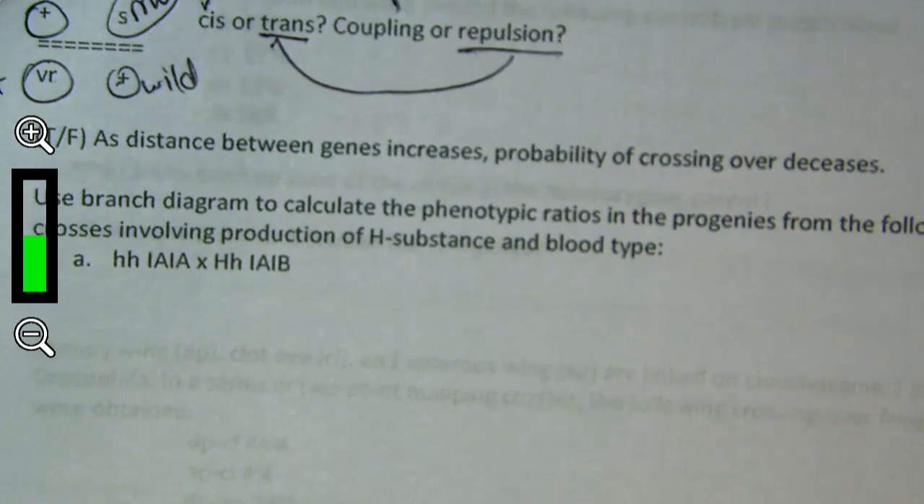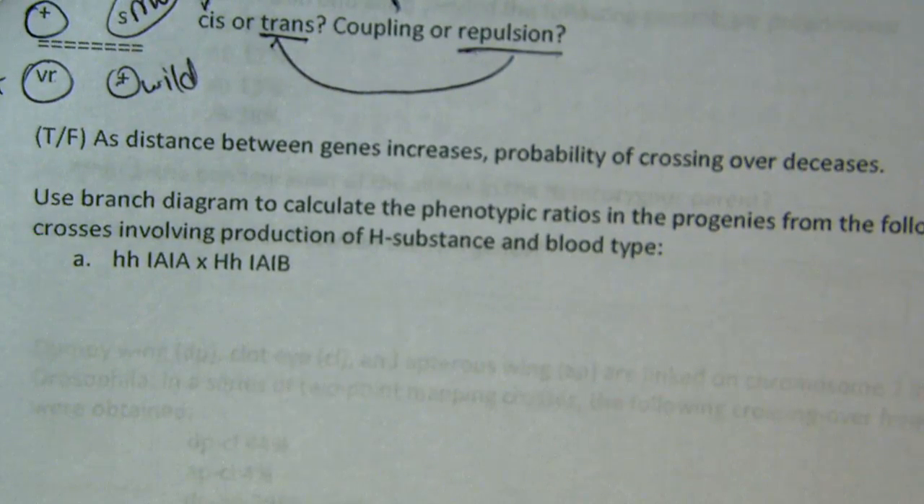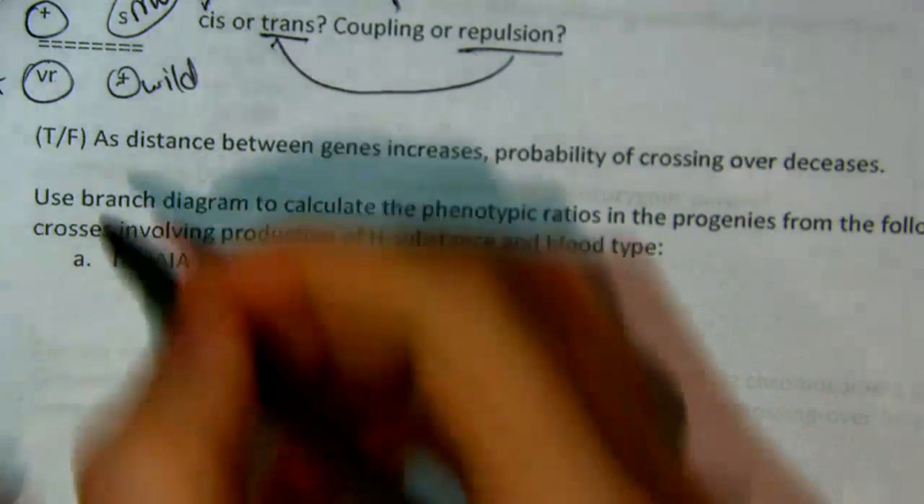Here is a true-false. As the distance between genes increases, their probability of crossing over decreases. True or false? Good, false.